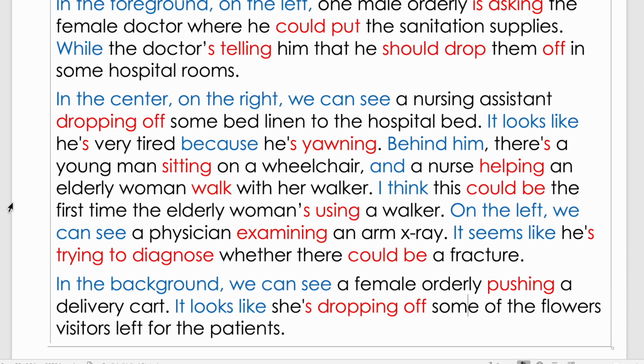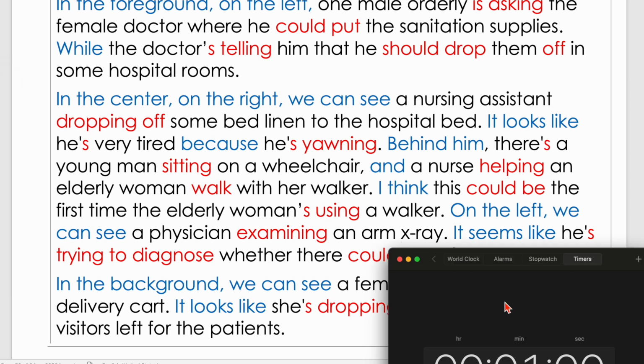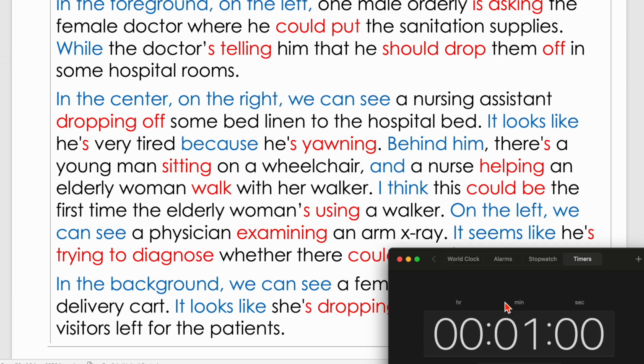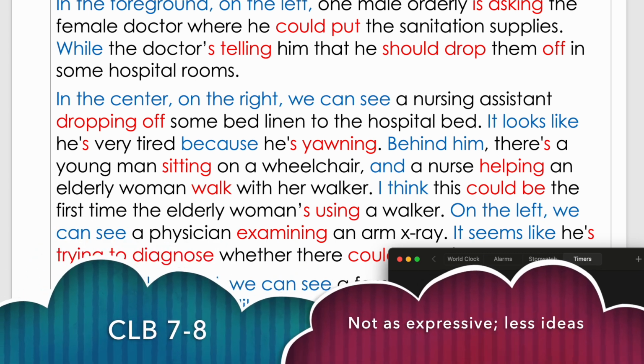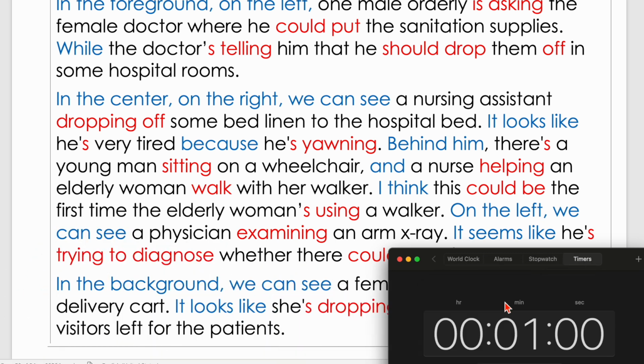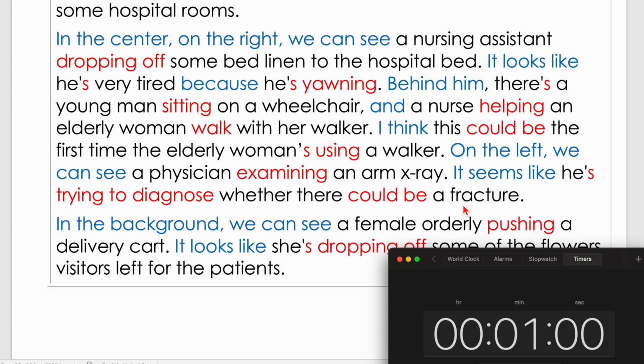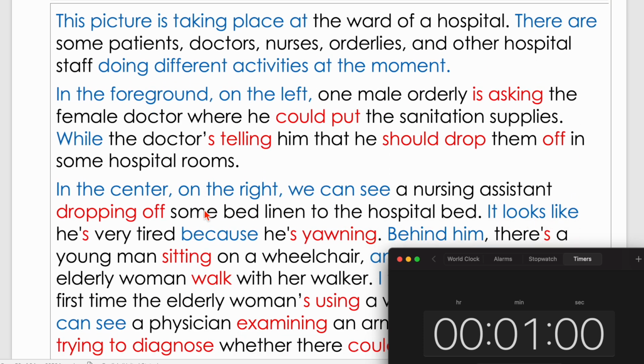And of course, what about speaking it? That is going to be a challenge as well. 7 to 8s, we're not going to be so descriptive. Even 7s or 8s might not know yawning or walker, or trying to diagnose a fracture. 7 to 8s, we might not know that. And we might not be so descriptive and say this answer in 1 minute. You could with practice, okay?